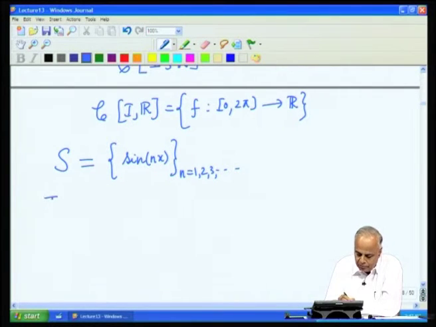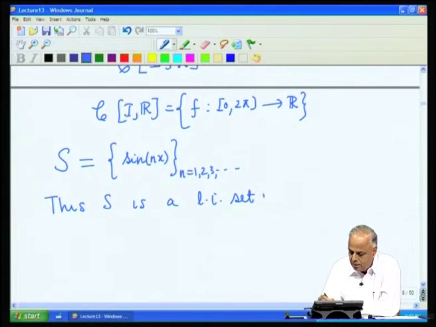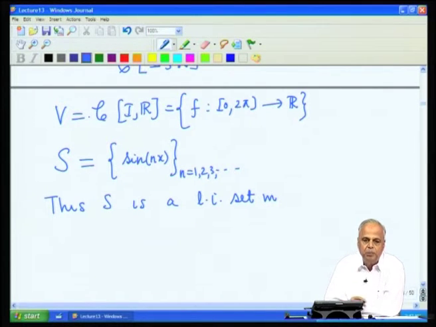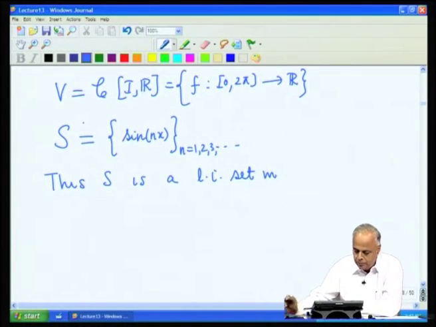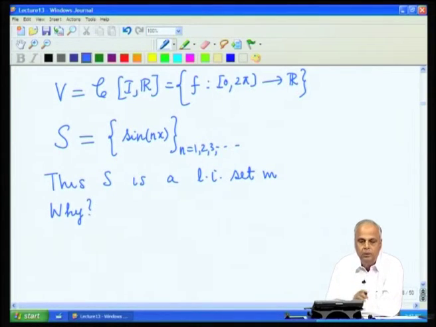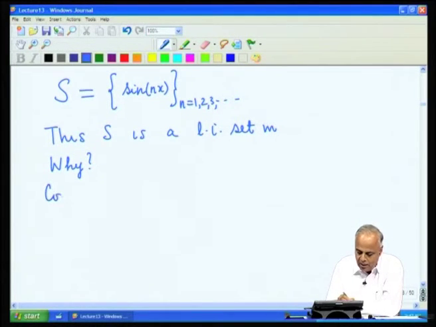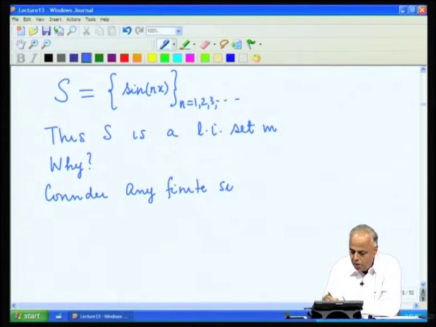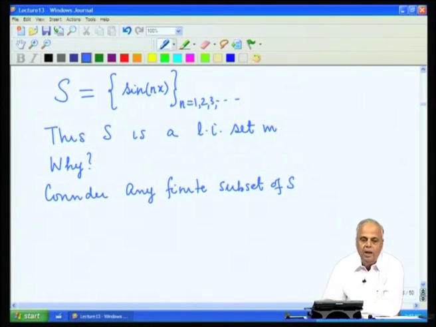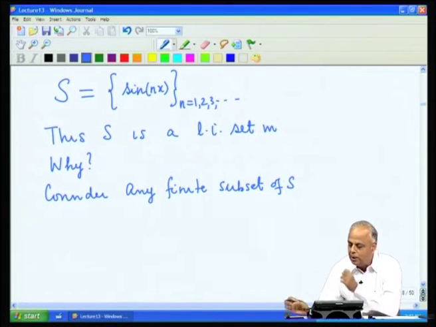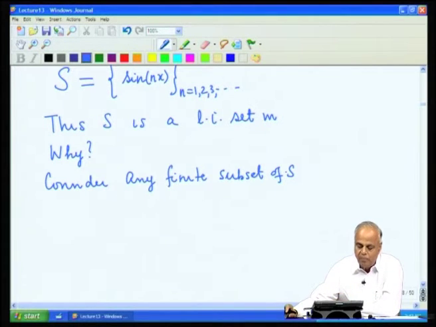Now, this S is a linearly independent set in this vector space V, where our vector space is the collection of all continuous functions defined on the interval and taking real values. Why? What is it that we have to show? That S is linearly independent. We have to show that any finite set is linearly independent. Consider any finite subset. Now, what do we mean by a finite subset of S? S consists of all sin nx's. So, we will be considering the sin nx for a finite number of the values of n.